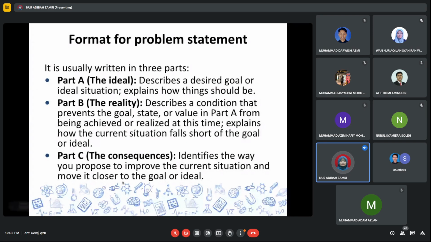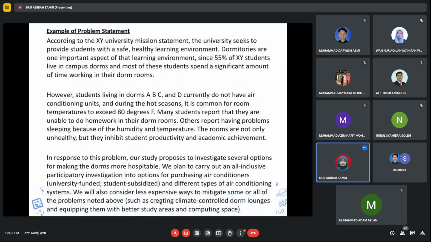So for the consequences, basically you identify the way you propose to improve the current situation and move it closer to the goal or ideal. Like this one, we plan to carry out an all-inclusive participatory investigation. So this is basically where you come up with your objectives. In order to overcome this situation, we plan to carry out a study to investigate the reason why it has happened. You got what I mean? You want to know why nowadays students spend more time on social media and become addicted.